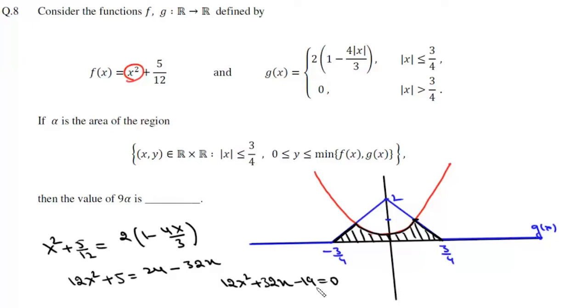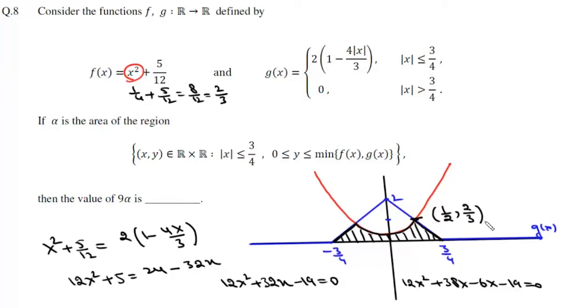Now this is 38 minus 6. So it will be this 12x square plus 38x minus 6x minus 19 equals 0. Now discarding the negative value, we'll get the value of x as 1 by 2. So for this, the value of x is 1 by 2. And we put x as 1 by 2, it will be 1 by 4 plus 5 by 12, and there will be simply 8 by 12, which is 2 by 3. So this point is 1 by 2 comma 2 by 3.